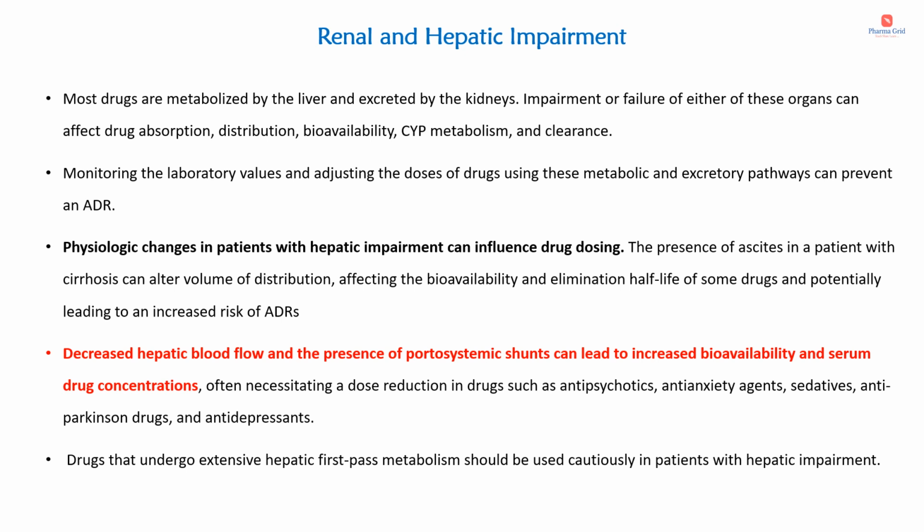Physiologic changes in patients with hepatic impairment can influence drug dosing. The presence of ascites in a patient with cirrhosis can alter volume of distribution, affecting the bioavailability and elimination half-life of some drugs and potentially leading to an increased risk of ADRs. Decreased hepatic blood flow and the presence of portosystemic shunts can lead to increased bioavailability and serum drug concentrations, often necessitating a dose reduction in drugs such as antipsychotics, anti-anxiety agents, sedatives, anti-Parkinson drugs and antidepressants. Drugs that undergo extensive hepatic first-pass metabolism should be used cautiously in patients with hepatic impairment.